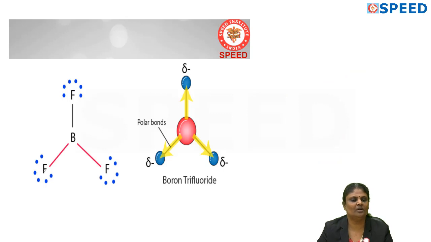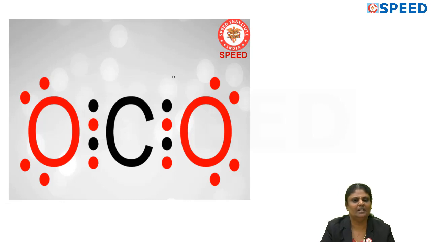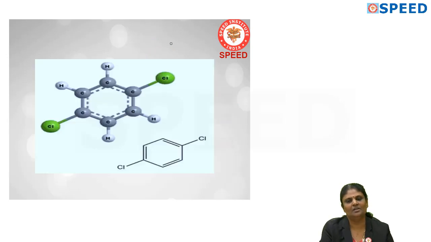This is boron trifluoride. Here, all 3 electrons of boron are involved in the bond formation, so there is no lone pair of electrons. So mu is equal to 0. The second one is beryllium dichloride; here also all are involved in the bond formation, beryllium fluoride as well as beryllium chloride. So no lone pair, mu is equal to 0. Here also C double bond O and C double bond O, that is carbon dioxide. All are involved in the bond formation.